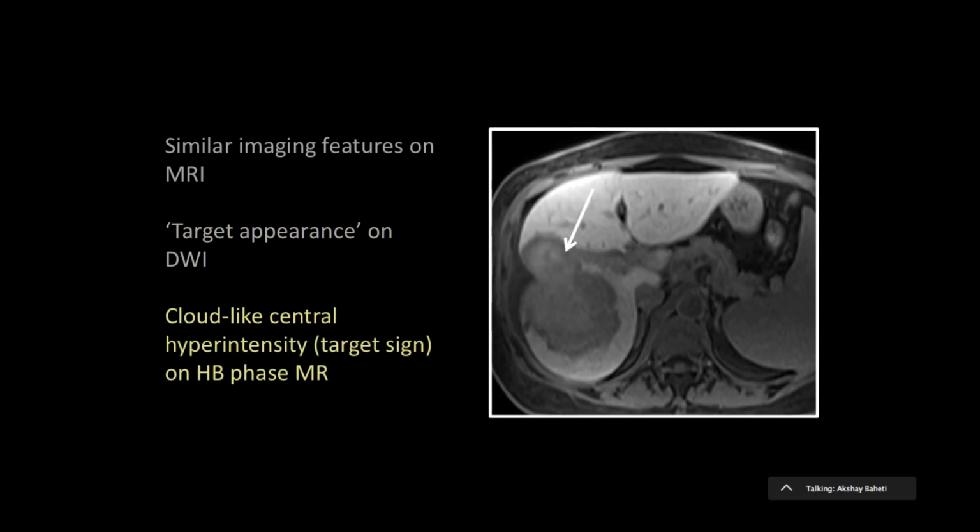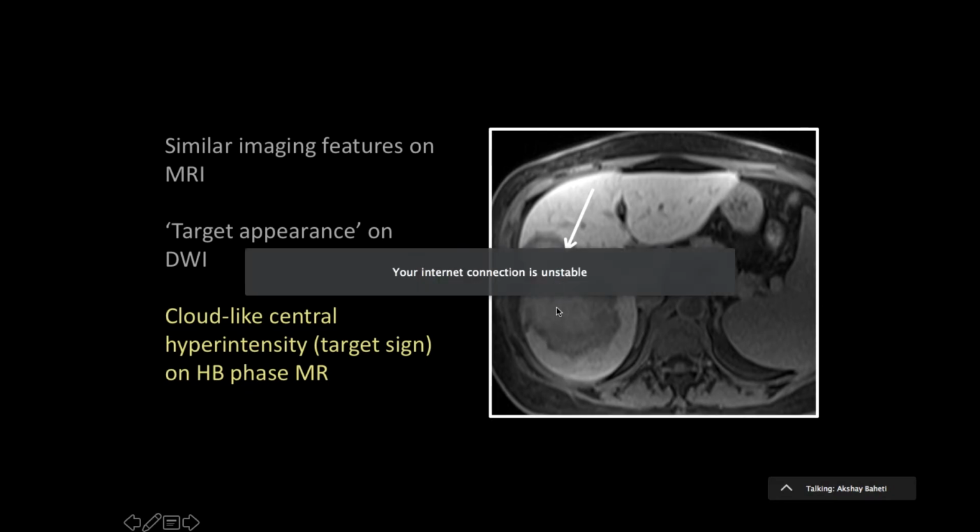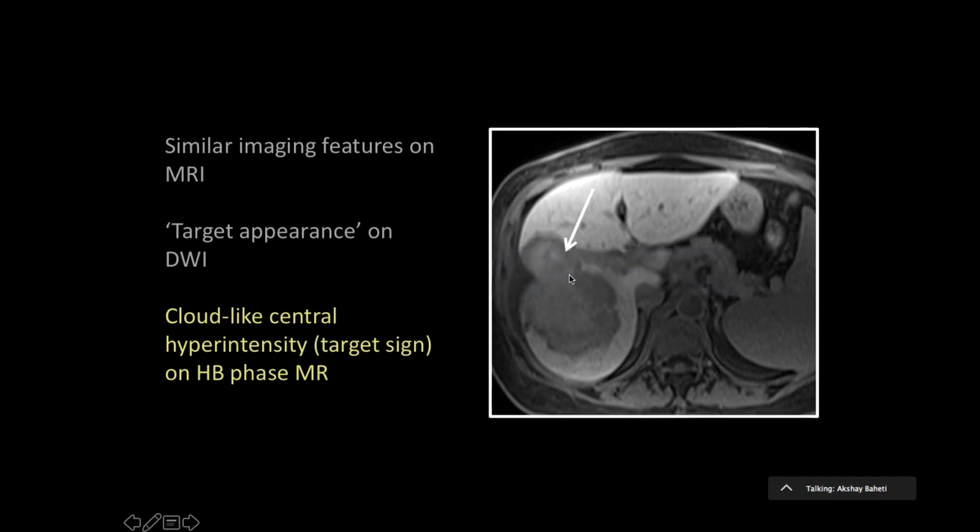Okay. On the delayed hepatobiliary phase, if you take that phase, there can be some sort of, they say, cloud-like central hyperintensity. Basically, the contrast diffuses into the fibrous stroma. So that can happen. So this is also a target sign. Like the center is bright and the periphery is a little dark, right, on the hepatobiliary phase. It's a very uncommon thing. We generally don't do this phase. So unlikely that you'll see it, but this is described.